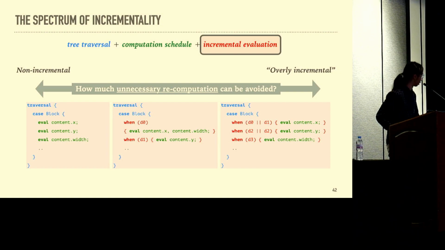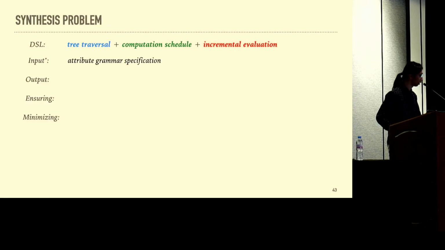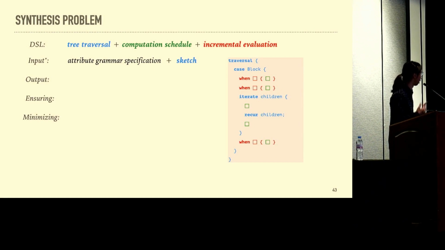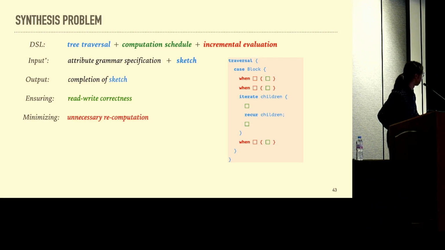So Medea helps explore this vast search space using program synthesis while ensuring correctness. And here is the full synthesis problem. To use Medea, the user provides an attribute grammar specification along with a traversal sketch that only fixes the high-level constructs such as iter and recur, and the user can leave everything else as a hole. Then Medea is going to find a completion of the sketch that has two properties. First, the completion ensures read-write correctness. It doesn't read any value that hasn't been computed, and it also tries to minimize unnecessary recomputation.